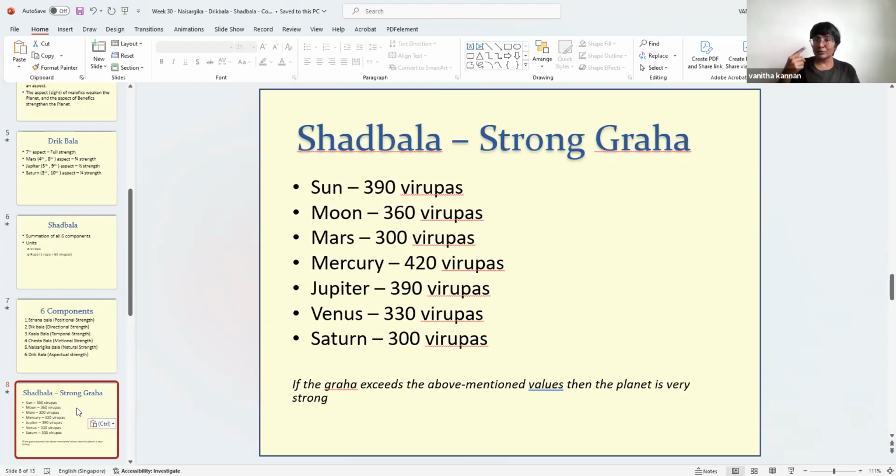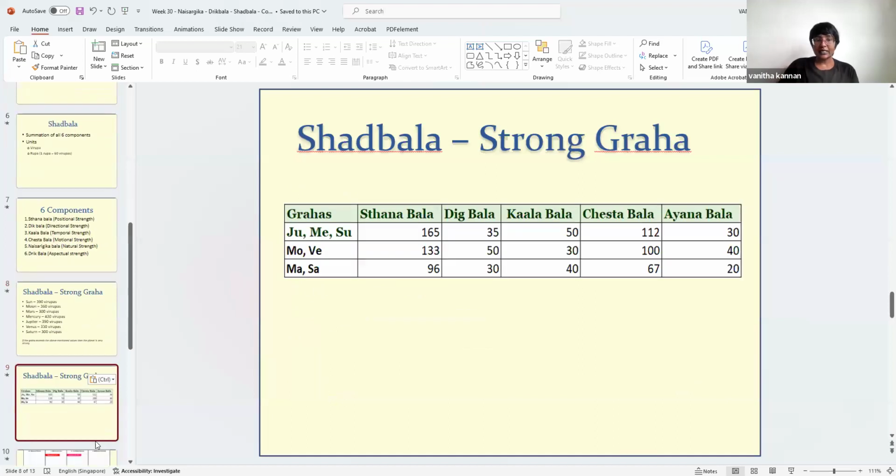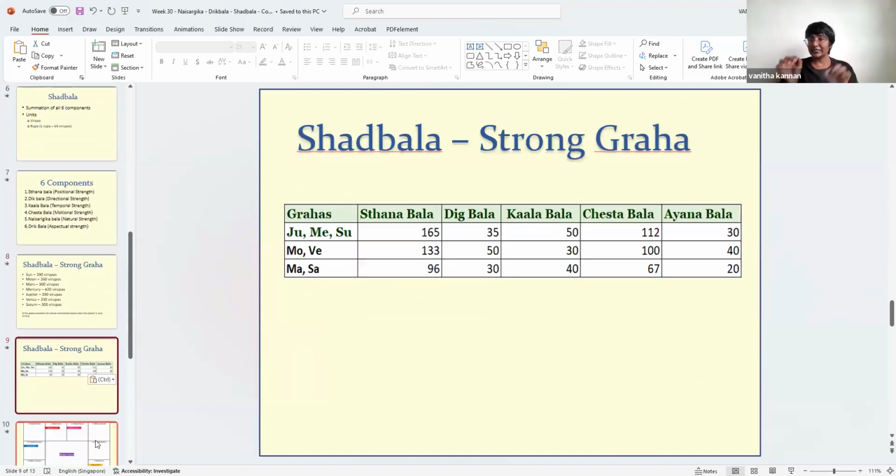Now, let's move to Mars and Saturn. If Mars and Saturn have at least 300 Virupas, that's good. It is the strongest planet. Moon is 360 Virupas, and Mercury is the highest Virupa we need, 420 Virupas, and Venus is 330. These are the minimums. If the planet has more than this, then it is considered a very strong graha.